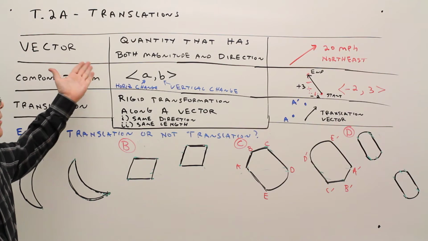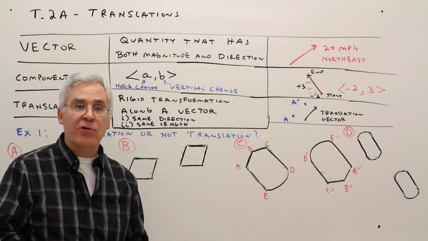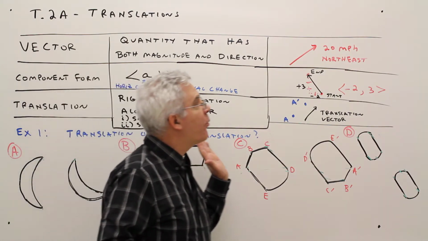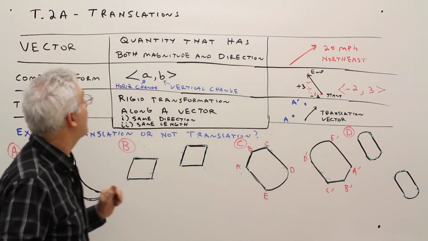First, the vocabulary. A vector is a quantity that has both magnitude and direction. For example, the wind is blowing 20 miles per hour to the northeast.